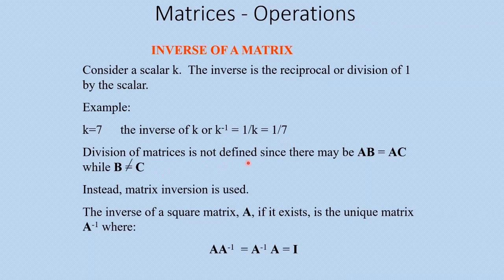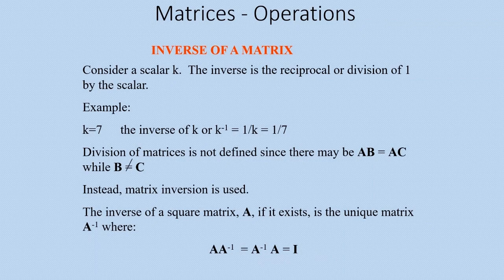Matrix का division नहीं कर सकते क्योंकि जहाँ AB is equal to AC है, वहाँ ज़रूरी नहीं है कि B is equal to C, B may not be equal to C. इसलिए instead matrix inversion करते हैं. अगर A एक matrix है, इसका inverse matrix will be A inverse. A multiplied by A inverse is equal to A inverse multiplied by A is equal to I. I is unit matrix या identity matrix है.